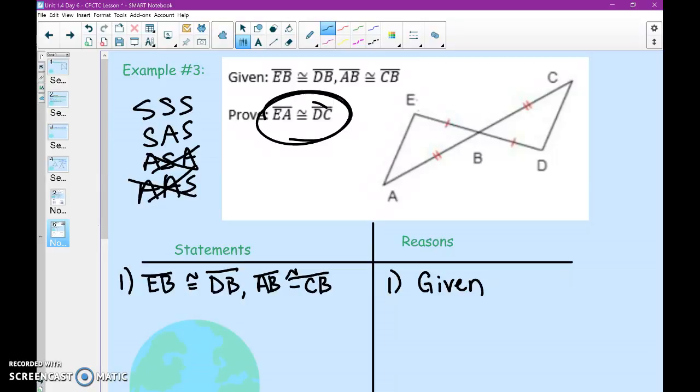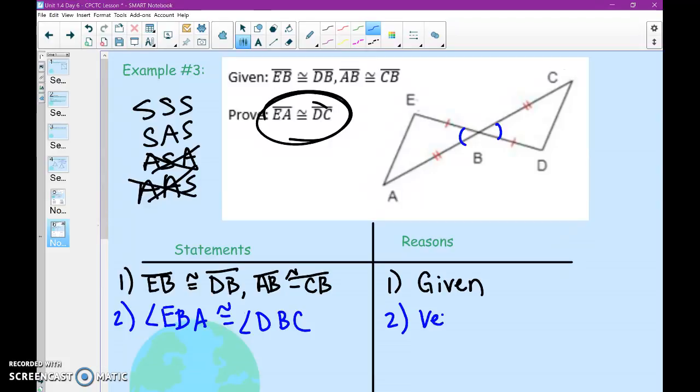Okay, before we did CPCTC, what did we look for here? Hopefully you guys are already catching it in your brain. Right here we've got what kind of angles? We've got angle EBA. B is in the middle, therefore it has to be in the middle in the name. EBA and DBC. Hopefully in your brain you said vertical angles.